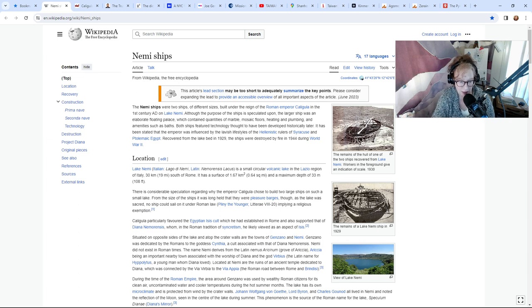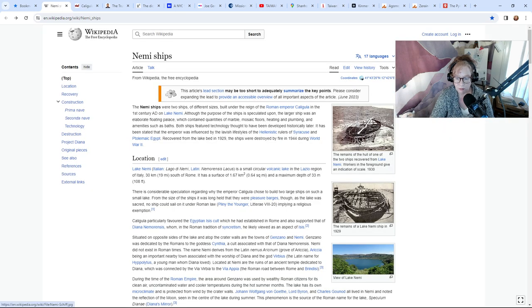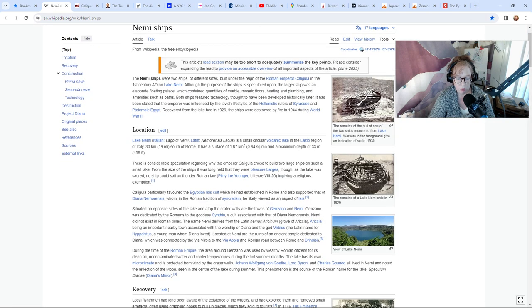It has been stated the emperor was influenced by the lavish lifestyles of the Hellenistic rulers of Syracuse and Ptolemaic Egypt. Recovered from the lake bed in 1929, the ships were destroyed by fire in 1944. So this is Lake Nemi, and he built two ships to just hang out on the lake and float around. So he was into Egypt stuff. He was into the Isis cult. So the barge would have been decorated elaborately with Egyptian type motifs.